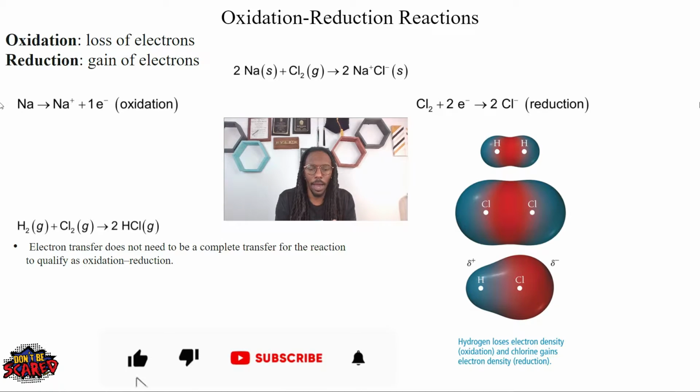A couple of things are always going to happen when you have redox reactions. You're going to have your oxidation, because this is an oxidation and reduction reaction. So you're going to have your oxidation and your reduction taking place at the same exact time.